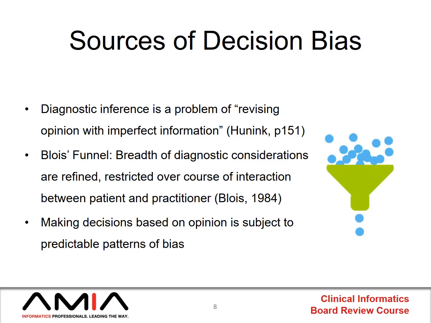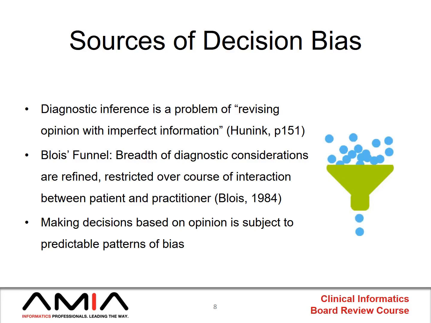So switching gears a little bit, let's talk about sources of decision bias. The human mind is especially prone to certain types of predictable decision bias. And one way to think about it is what happens when we first encounter a patient. The process of diagnostic inference has been described as this problem of revising opinion with imperfect information. So in bits and pieces, we learn things about patients based on their history, their physical, their appearance, their prior medical records, from lab testing that we do, and so on.